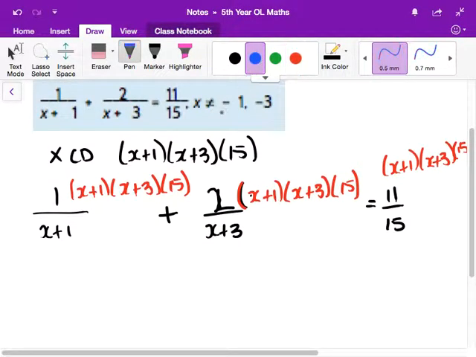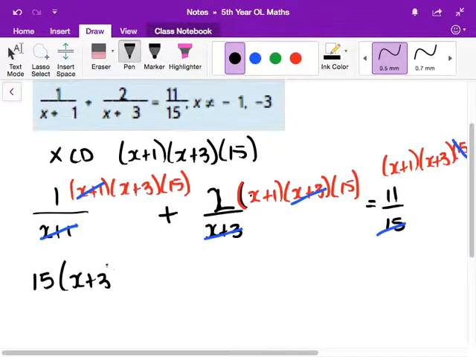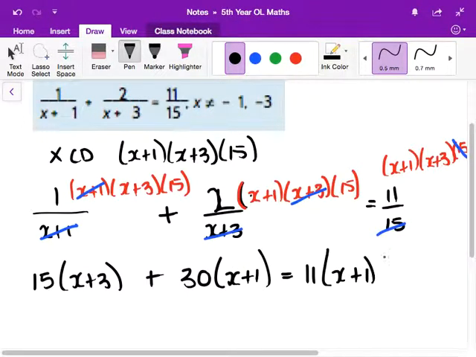Okay, so then you go through and you cancel, so the x plus 1 cancels with the x plus 1, the x plus 3 cancels with the x plus 3, and the 15 will take out the 15. So now we have 1 by 15, which is 15 times your x plus 3. Then we have the 2 by the 15, which is 30, and we have our x plus 1. And then we have 11 by x plus 1 by x plus 3.